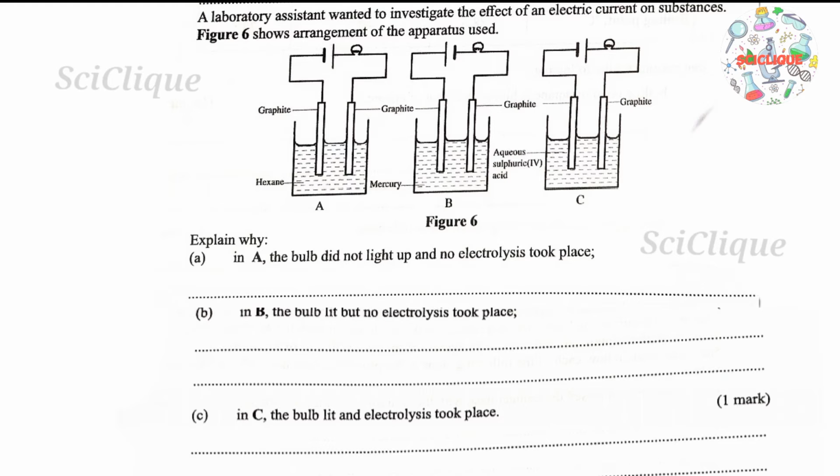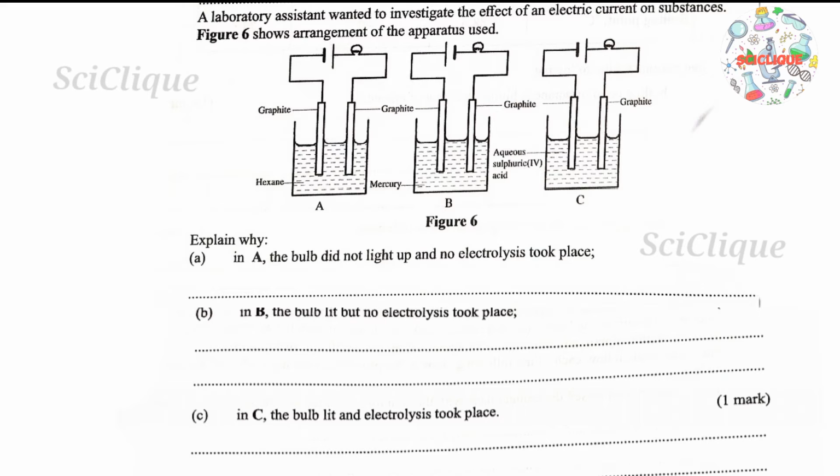Now, in this case, we want to find out whether electrolysis will take place. Electrolysis is a chemical process whereby an electric current is passed through a substance, and then the substance undergoes chemical decomposition. It breaks down. So let's discuss this first. Let's start with setup C. In setup C, we have aqueous sulfuric acid.